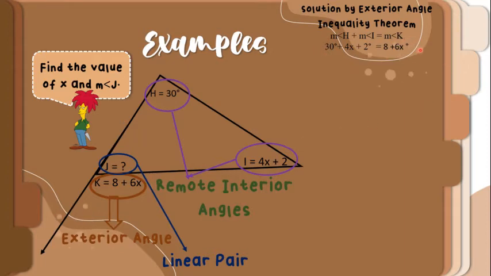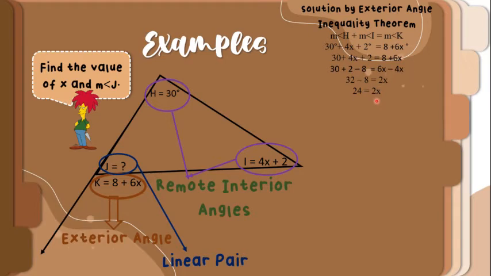After substituting the values that we have, we are going to combine like terms. Combine the constants and combine those with variables. Okay, 30 plus 2, we are going to combine the positives. That becomes 32 minus 8 is equal to 6x minus 4x. Now 6x minus 4x, that is 2x. Yes. Now 32 minus 8, I believe that is 24. 24 is equal to 2x.